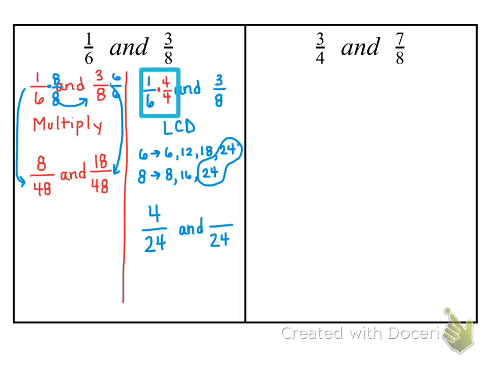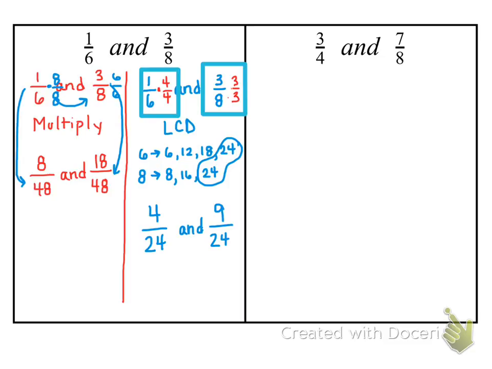Now I'm going to look at the 3/8. I have to make 8 into 24. I know 8 times 3 is 24, so I multiply that by 3 over 3. And I know 8 times 3 is 24. And then I look at my numerator and I see that 3 times 3 is 9. So I have 4 24ths and 9 24ths. I'm able to compare them and I'm able to add them. I cannot subtract them because it is 4 minus 9.